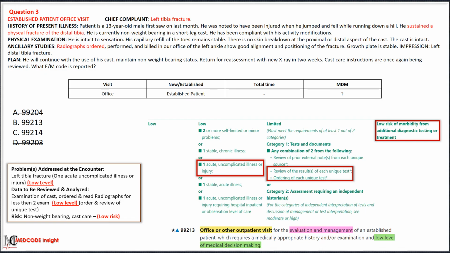As all three elements fall in the low level of the MDM table, our correct option is option B with the code 99213.